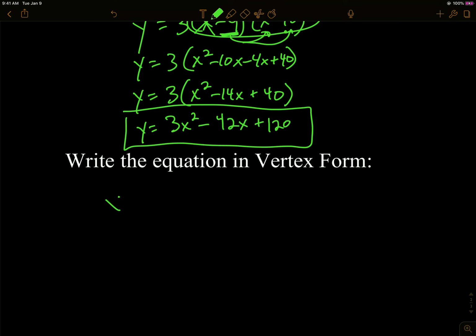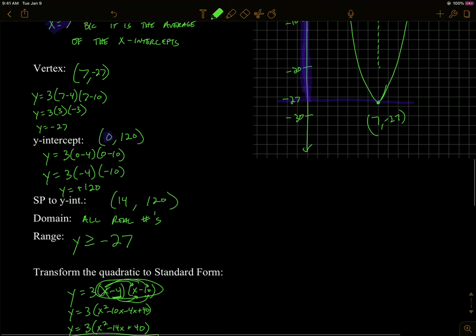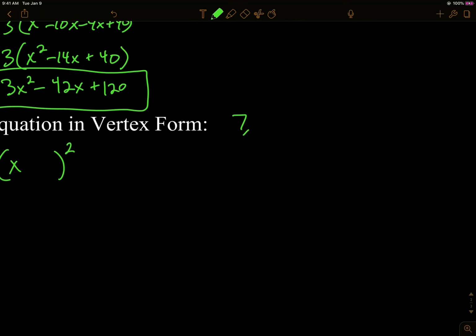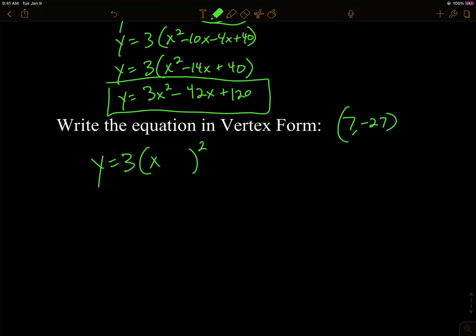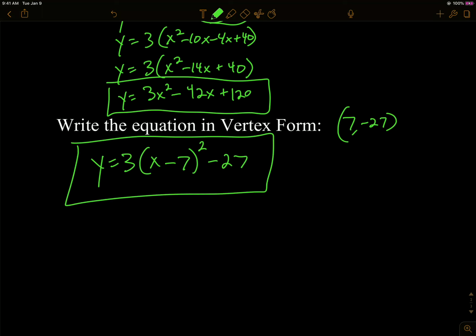Now we want to write it in vertex form. Well, we know a is 3. We know the vertex is (7, negative 27). I'll just write that here for reference. So the x, I always do the opposite. And then minus 27 stays the same. So now we have 3 forms. We have factored form, vertex form, and standard form.